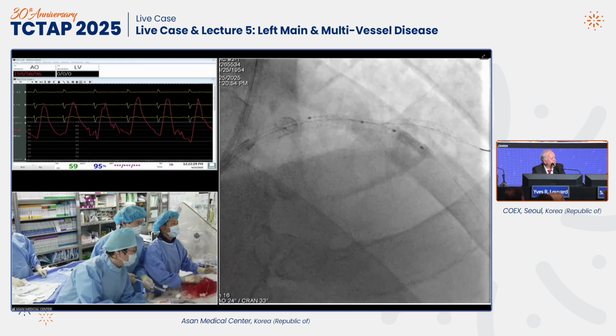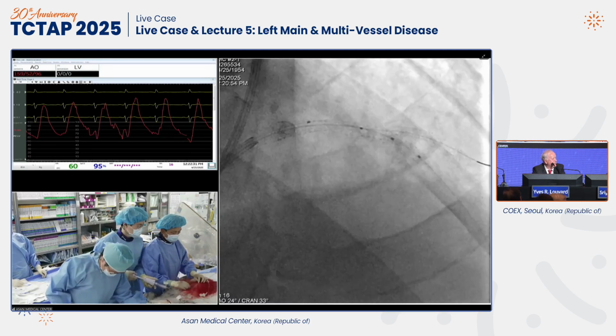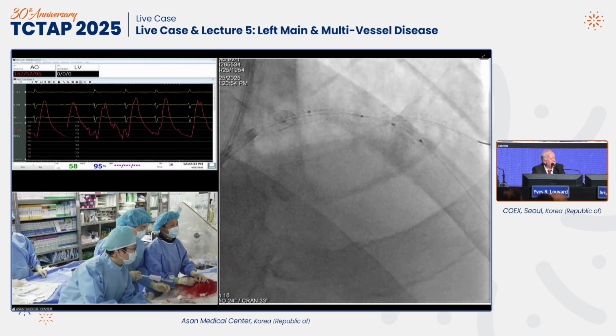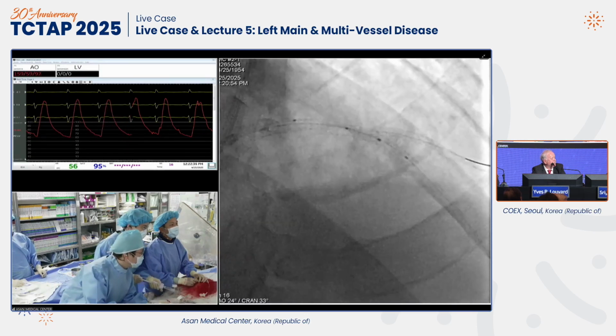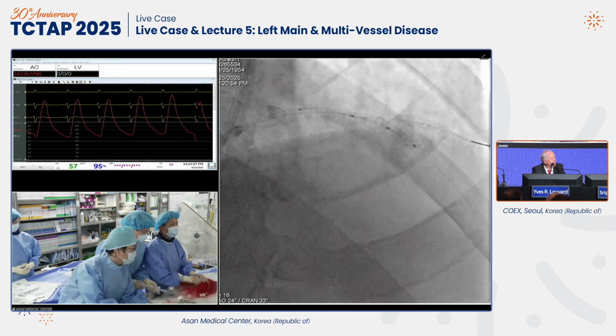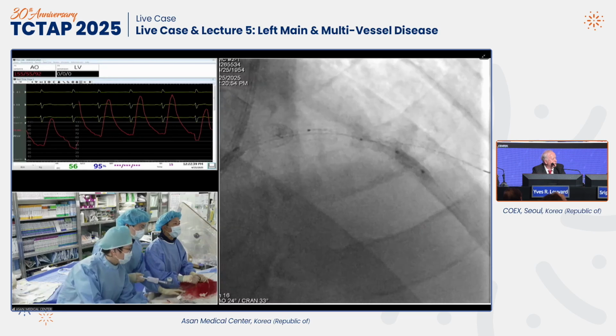There is a better, a lower amount of MACE at 3 years in the provisional group. And there is a trend, 0.1, there is a trend for a lower mortality at 3 years.